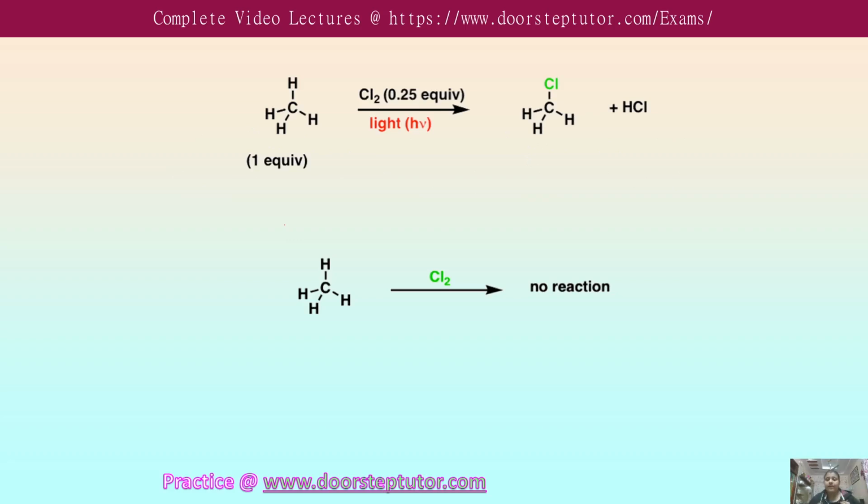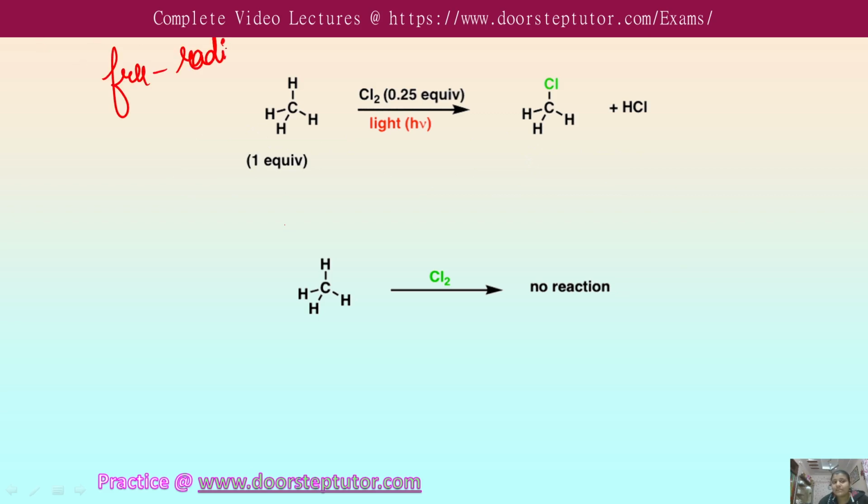So today we are going to learn about free radicals. As we all know, free radicals are also reactive intermediates. If I am talking about free radicals, it means that we have one electron on a particular carbon atom.